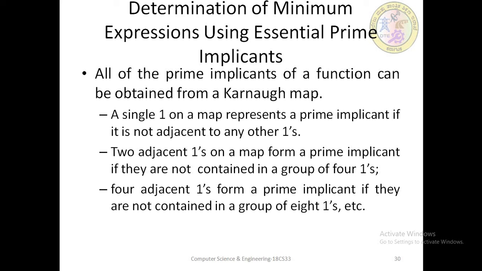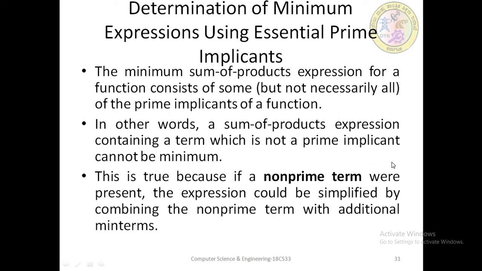All prime implicants of a function can be obtained from the Karnaugh map. A single one on a map represents a prime implicant if it is not adjacent to any other ones, as we have already discussed. Two adjacent ones on a Karnaugh map are a prime implicant if they are not contained in any group of four ones. Suppose a pair is not combining with any quad or anything else, so it will be called a prime implicant pair itself. Four adjacent ones form a prime implicant if they are not contained in any group of eight ones.